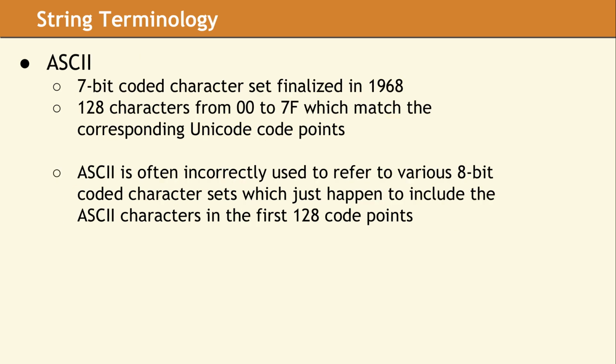I mentioned ASCII briefly earlier. ASCII is a 7-bit coded character set, which has been around for a long time. It's important to understand that ASCII consists of only 128 characters because it's a 7-bit character set. These first 128 characters exactly match the first 128 code points in Unicode. There is a lot of confusion surrounding the use of the term ASCII. Strictly speaking, ASCII refers to the first 128 code points, and there are many other coded character sets which contain ASCII as a subset. It's important to distinguish those from ASCII itself.